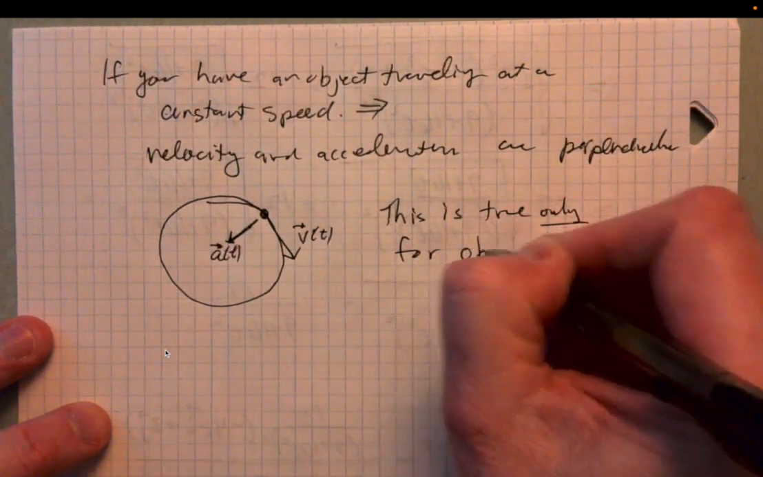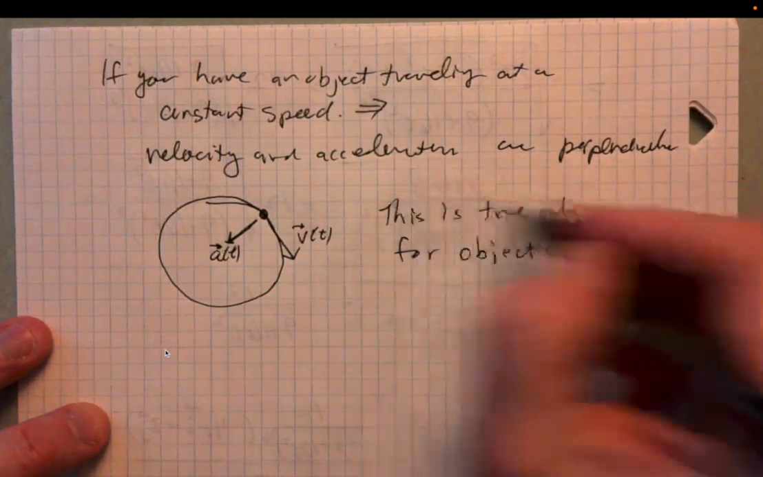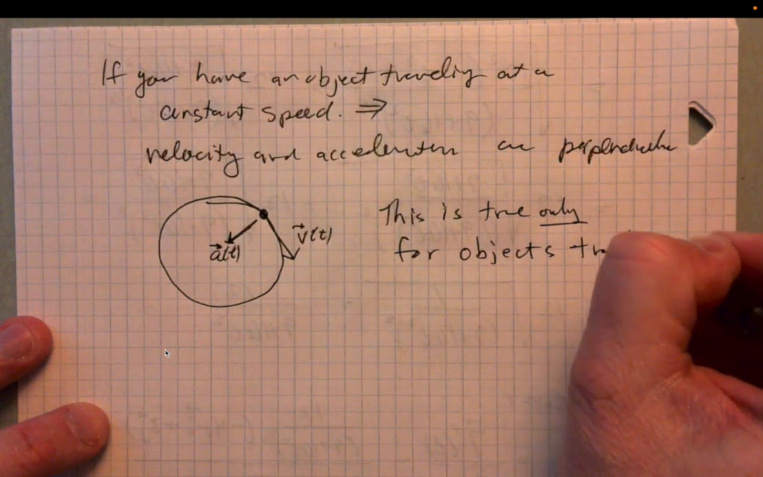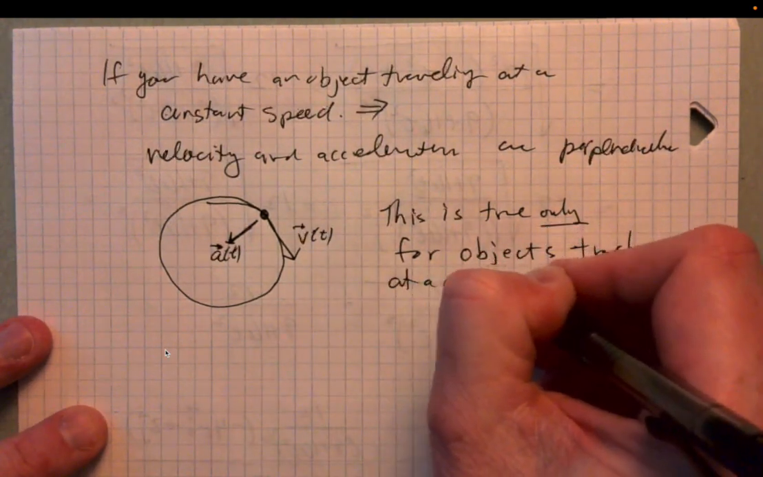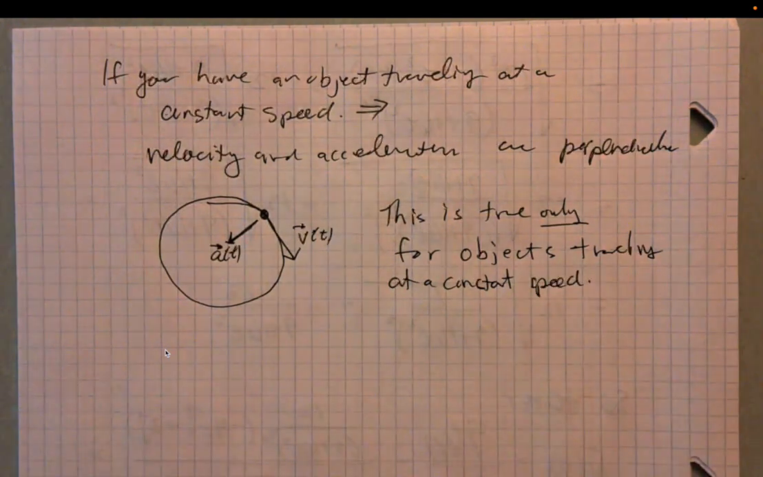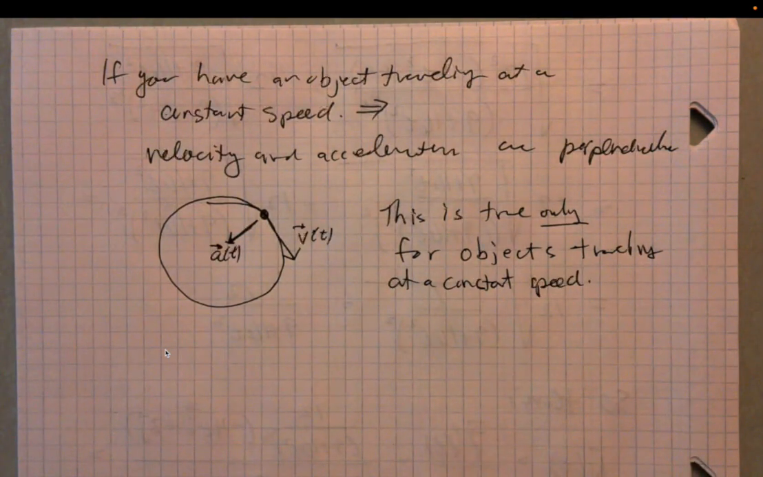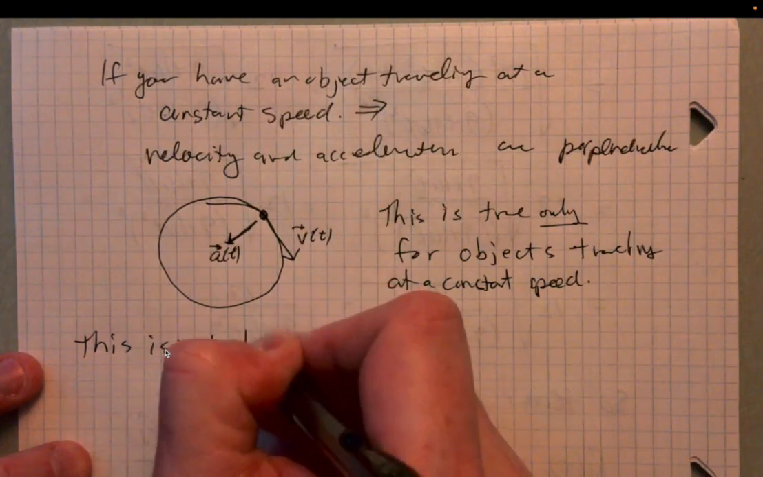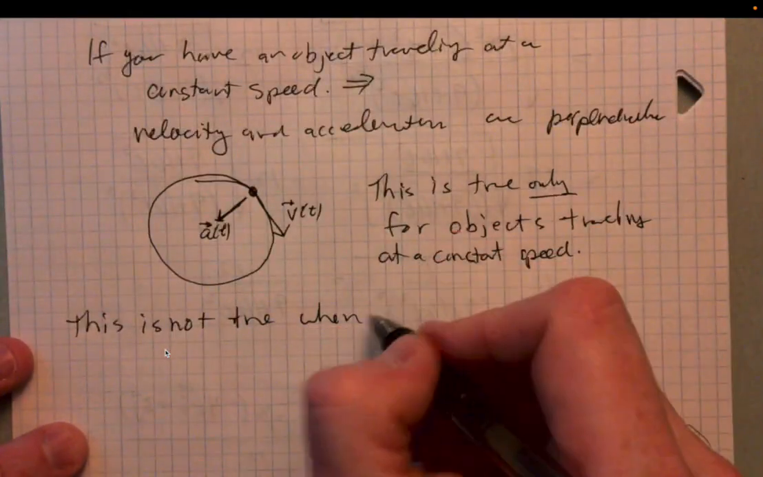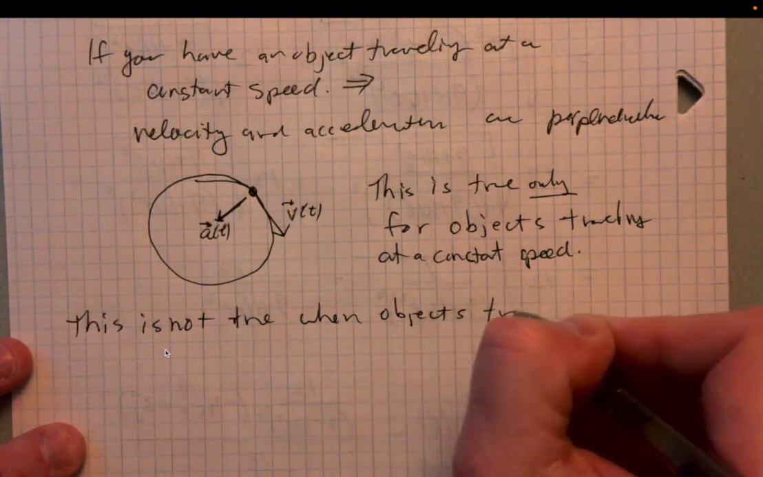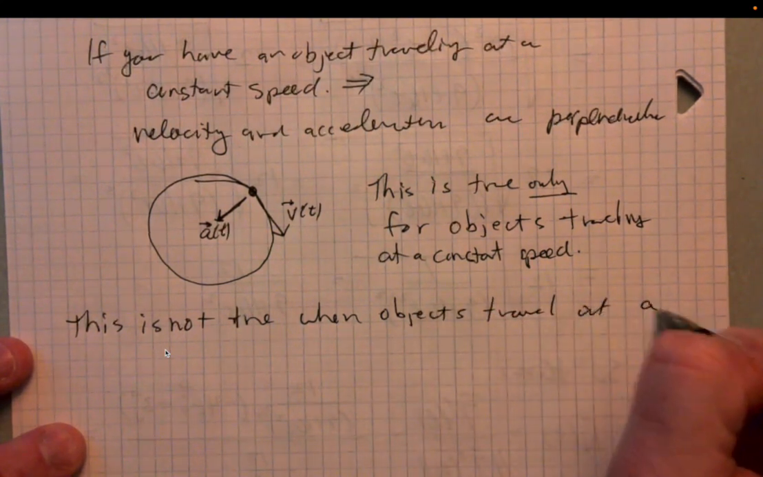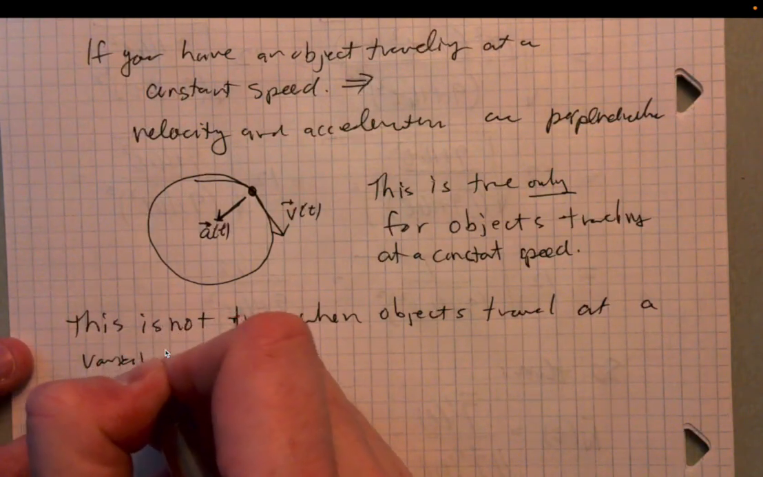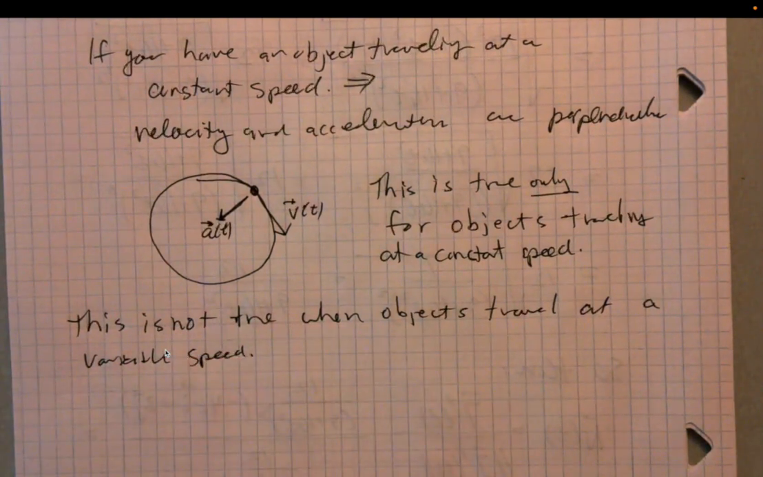Only for objects traveling at a constant speed. This is true only for objects traveling at a constant speed, where you have acceleration and velocity orthogonal to one another. Now, in general, this isn't true for objects that travel at a variable speed, right? I.e., the object is speeding up and slowing down and speeding up and slowing down, right?